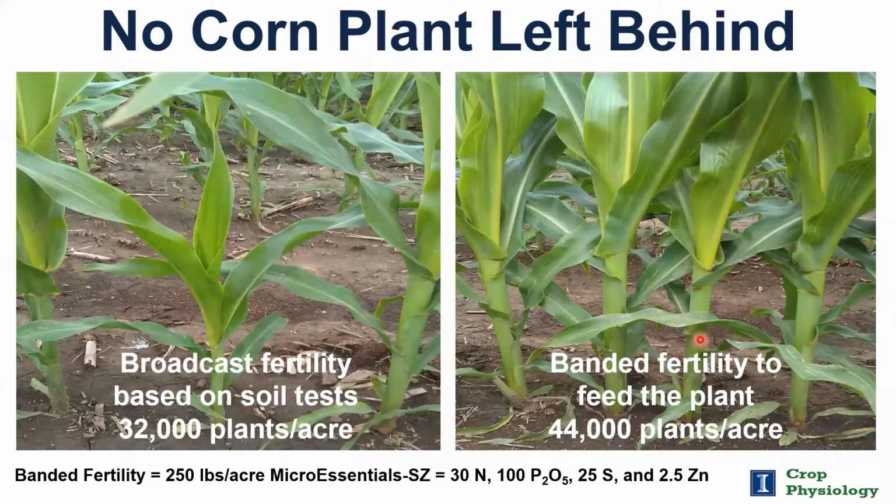Here we've got the future of crop production, 44,000 plants per acre. Look how close together they are. So you can imagine a pretty small root system, but we're banding nutrients, 250 pounds of Micro Essentials, directly beneath that crop row, and we see a lot more uniformity in stand and emergence.